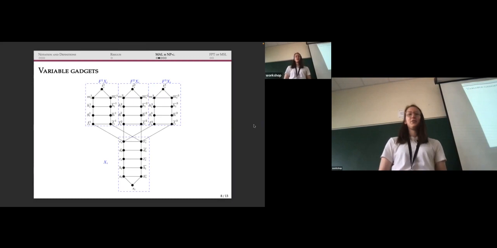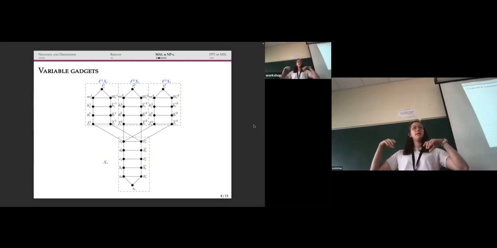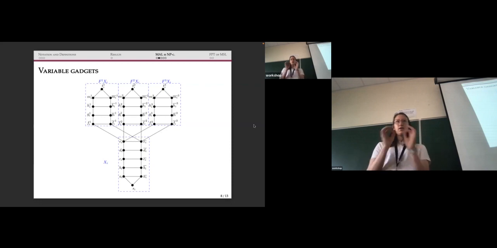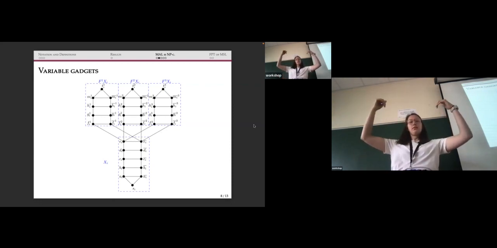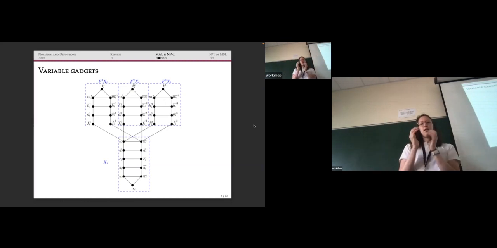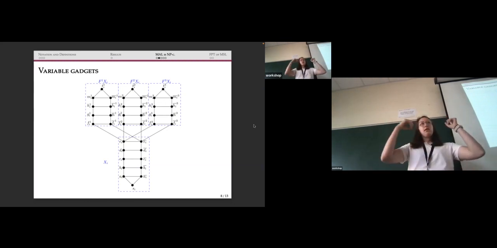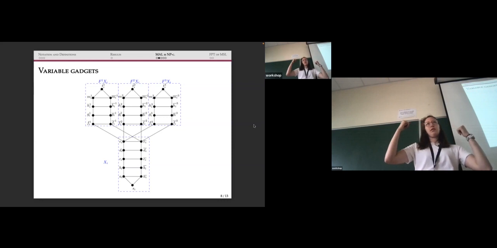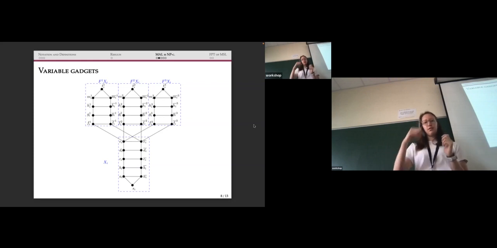So what do we do for every variable that exists in the satisfiability formula? We create a variable gadget, which looks like this. It has one source, S, and three sinks on top. Or we can imagine we have one base and three branches, and each branch corresponds to each appearance of this variable. So the variable appears three times and it has three branches.